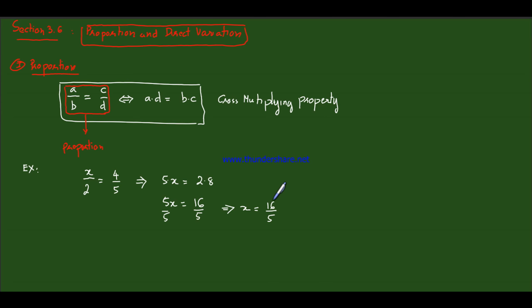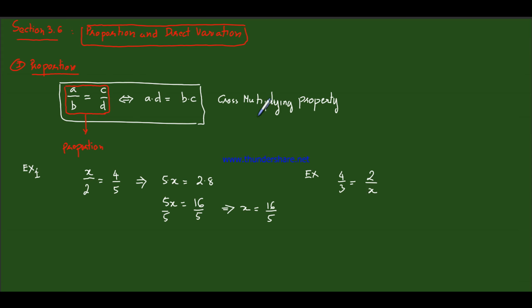Some students ask me, do we need to do division over here? No, you don't have to. You just go ahead and leave it like this. So this is a typical example of proportion, and the variable x here could be anywhere in the numerator or denominator. I can give you another example of proportion where x is in another position. For example, I have 4 over 3 equal 2 over x.